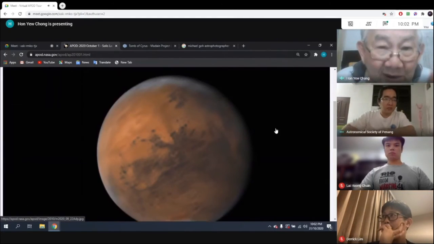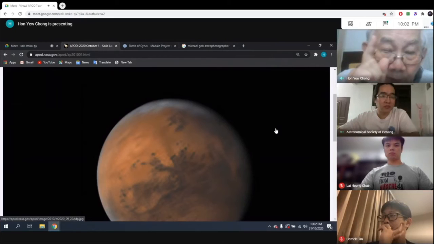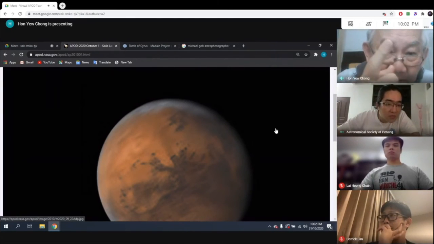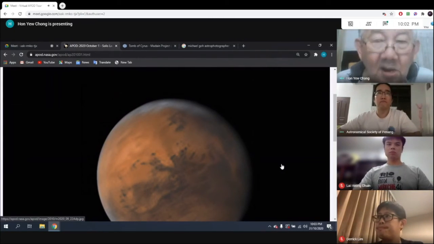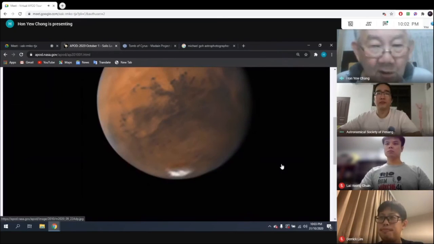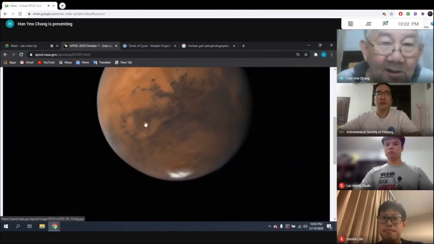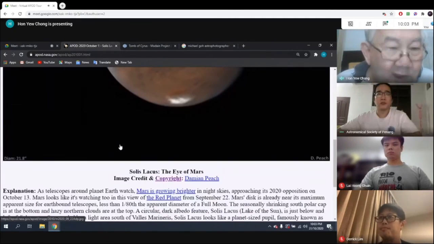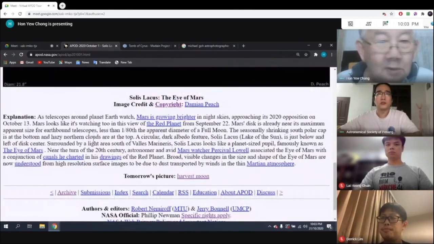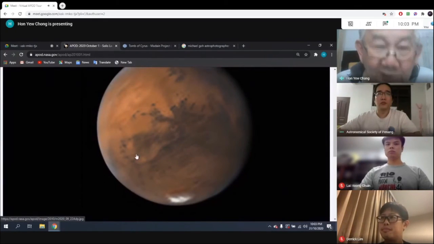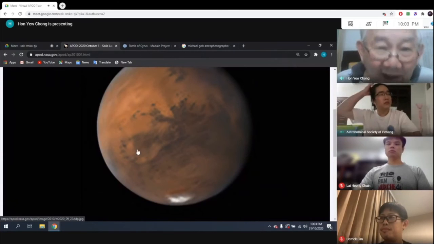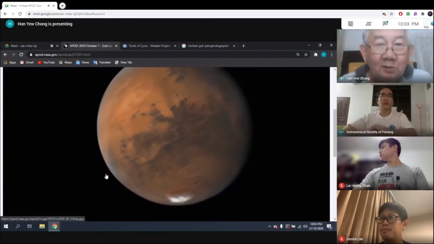So Mars is like Earth. Mars's axis of rotation is also tilted, similar to the Earth. Because of the tilt in the axis of rotation, and because Mars also has a thin atmosphere, Mars also gets seasons, all right? So here you have the eye of Mars, which is called Lacus Solis. This is Latin, meaning the lake of the sun, or the eye of Mars. So very, very interesting, very nice.